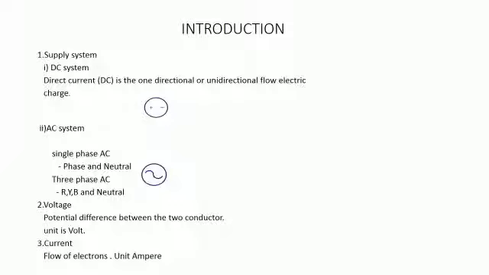Next, the second one is the voltage. What is the definition of voltage? The potential difference between two conductors. Its unit is volt. Third one is the current. What do we mean by current? The flow of electrons is called current. The unit is ampere.